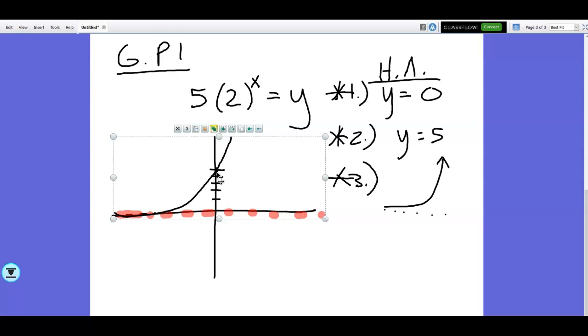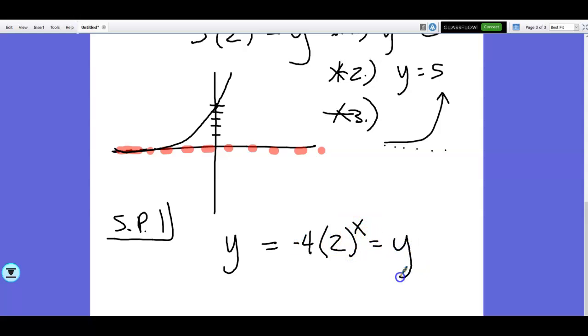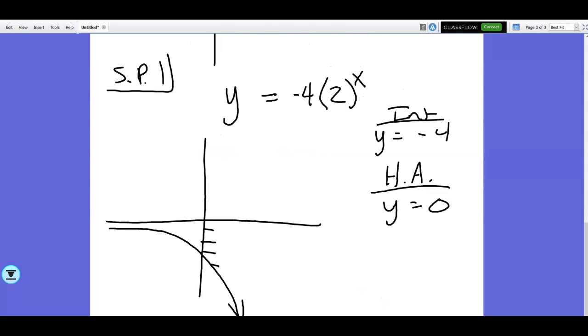Okay. So let me throw another one at y'all. This one's a student practice, meaning you're going to do it on your own. Here we go. Y equals negative 4 times 2 to the x. Oh, I already put the y. All right. Go ahead and try to graph that. I'll give you a few moments. All right, guys. So there's our answer.